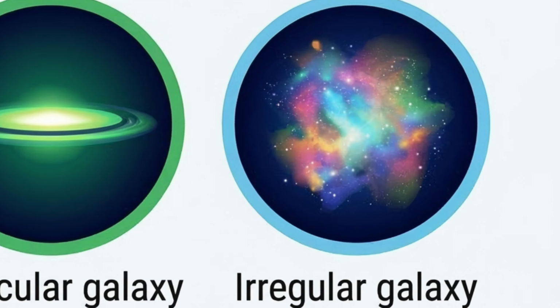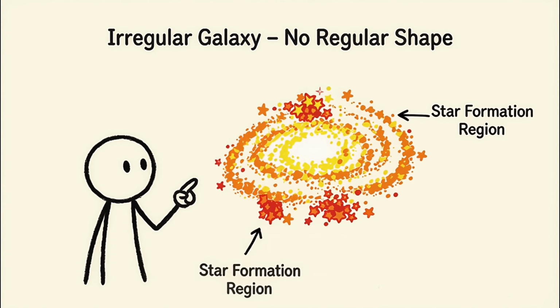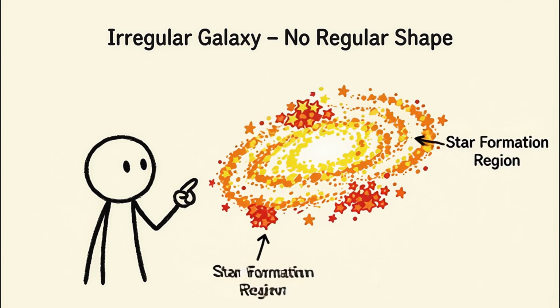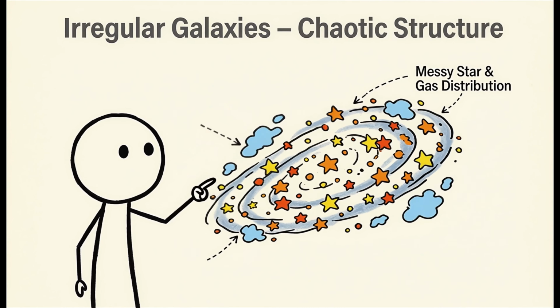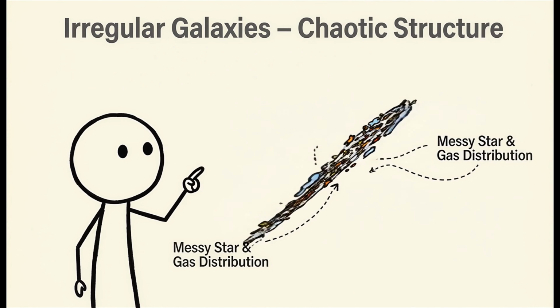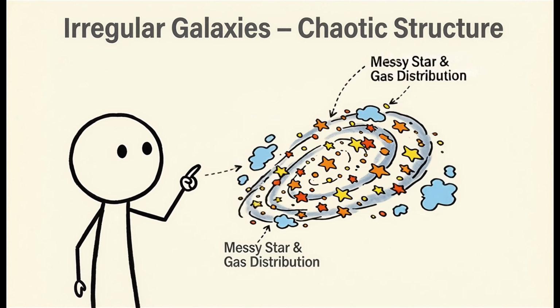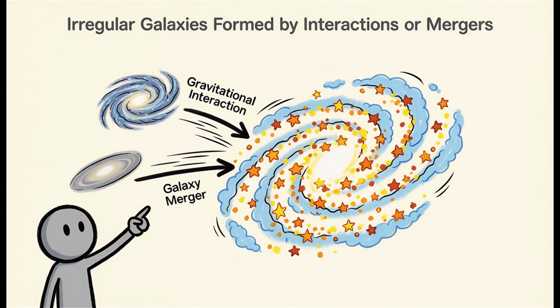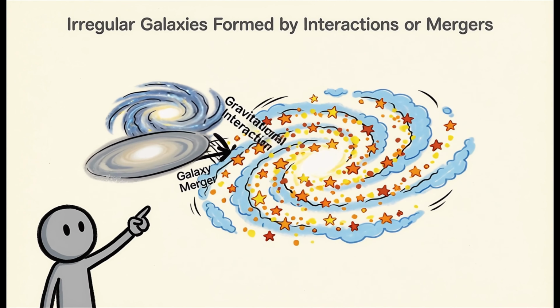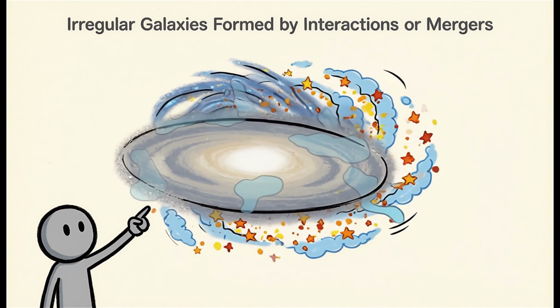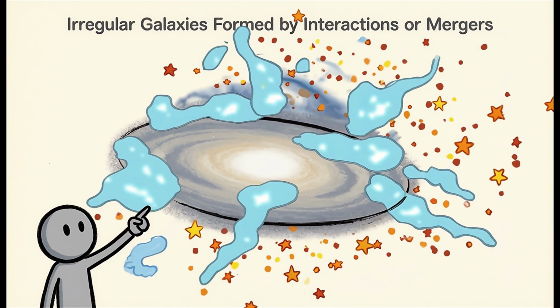Irregular galaxy. As the name suggests, these galaxies have no recognizable regular shape. They lack a distinct bulge or disk and often appear chaotic, with a messy distribution of stars and gas. This chaotic form is often the result of gravitational interactions or mergers with other galaxies.